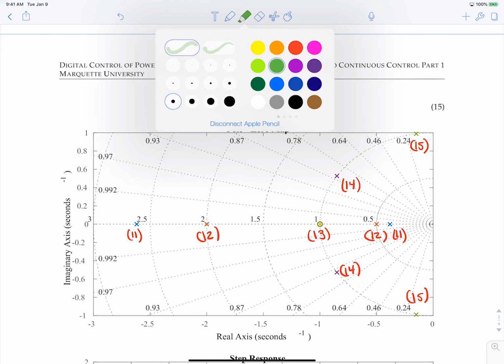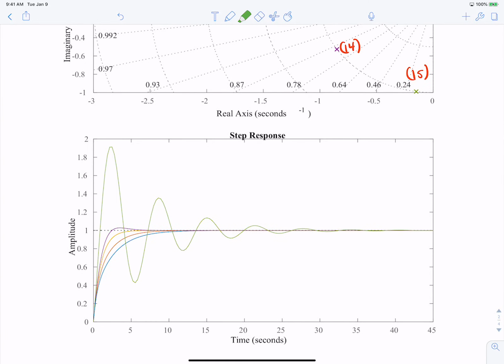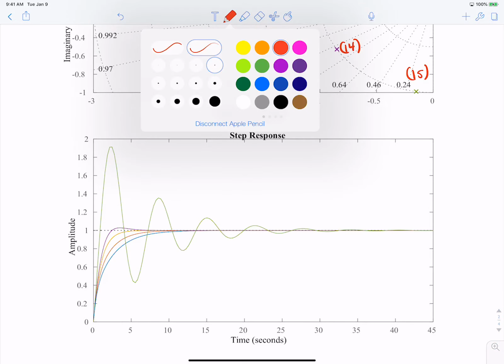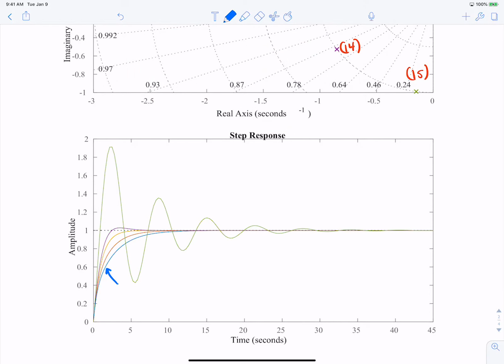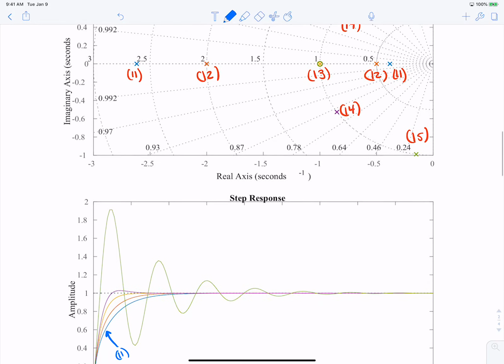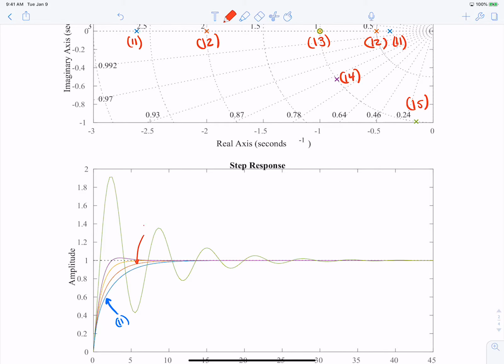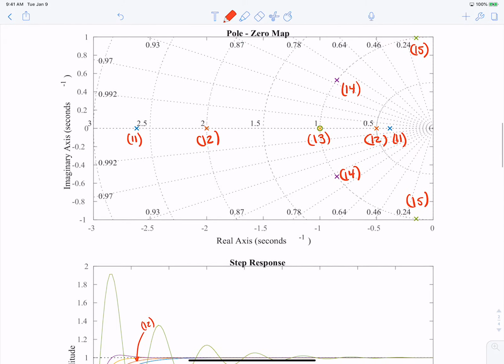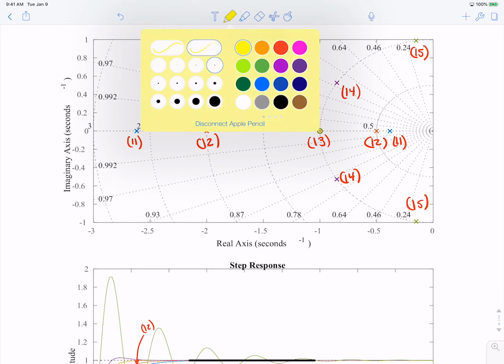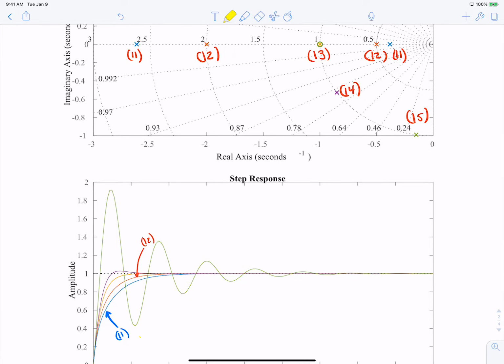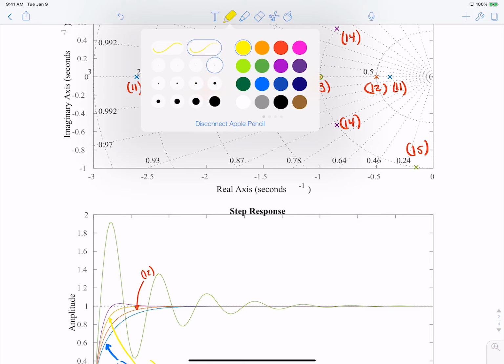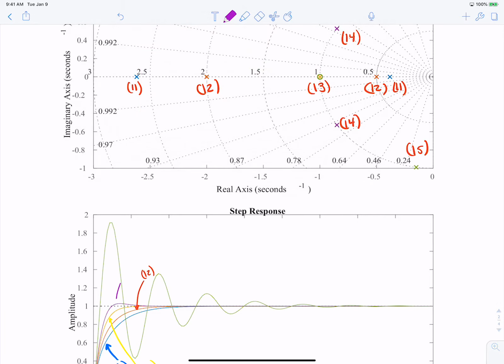Okay, so let's go to our step response. So in blue, this blue waveform is the step response of our first equation, 11, right? Then we have 12 in red. That's 12. And then yellow. The yellow is a double root at 1. Okay, let's put that in there. And then we have kind of a purple. That's our 14. And lastly, green, we have 15.